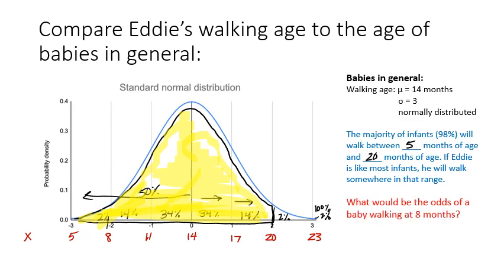What would be the odds then of a baby walking at 8 months? So if we look at that question, we would say, what are the odds of a baby walking at 8 months? Well, we would say that 2% of the infants will walk at 8 months of age. Okay, so 2% walk, or there's a 2% chance that he will walk at 8 months of age.